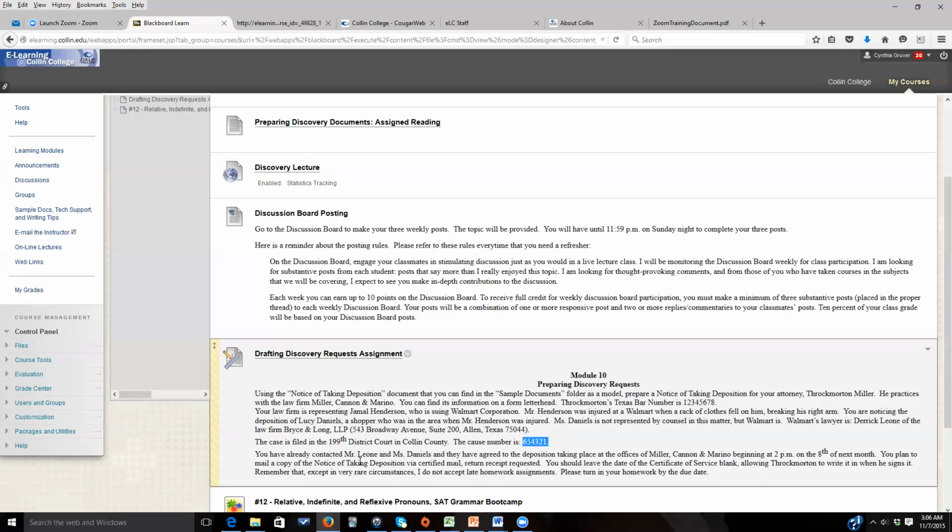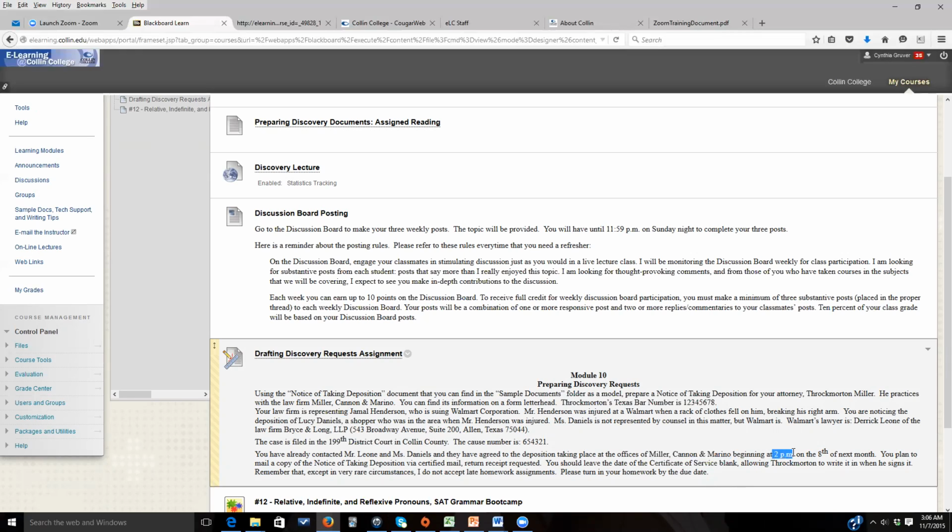You've already contacted Mr. Leone and Miss Daniels. So this is Miss Daniels. She's the person who's going to be deposed. Mr. Leone is the opposing counsel in this case. And they've agreed to the deposition to happen at your offices. You may be thinking, well, how would they come to be in Florida? Don't worry about that. We're just going to assume that all works out. So work under the assumption that's where the deposition will be.